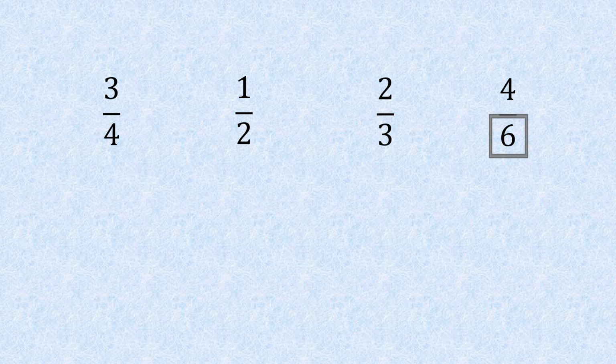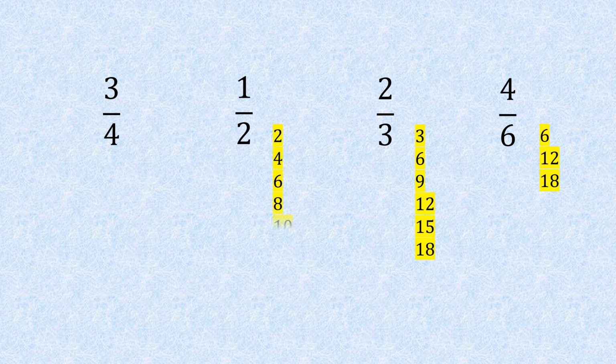6. So the multiples of 6 are 6, 12 and 18. Good, and on to the next one, 3, 6, 9, 12, 15, 18. And the next one, 2, 4, 6, 8, 10, 12. And 4, 8, 12, 16, 20.